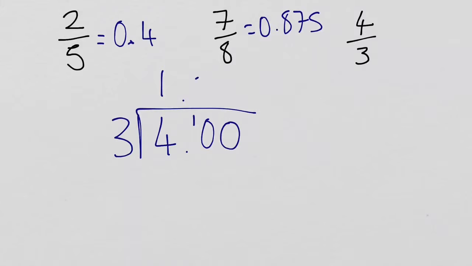How many 3s in 10? It's 3, with 1 left over. How many 3s in 10? It's 3, with 1 left over. So as you can see, it's going to go on and on like this. So the answer is 1.3 recurrent, so we put a little dot above the 3.